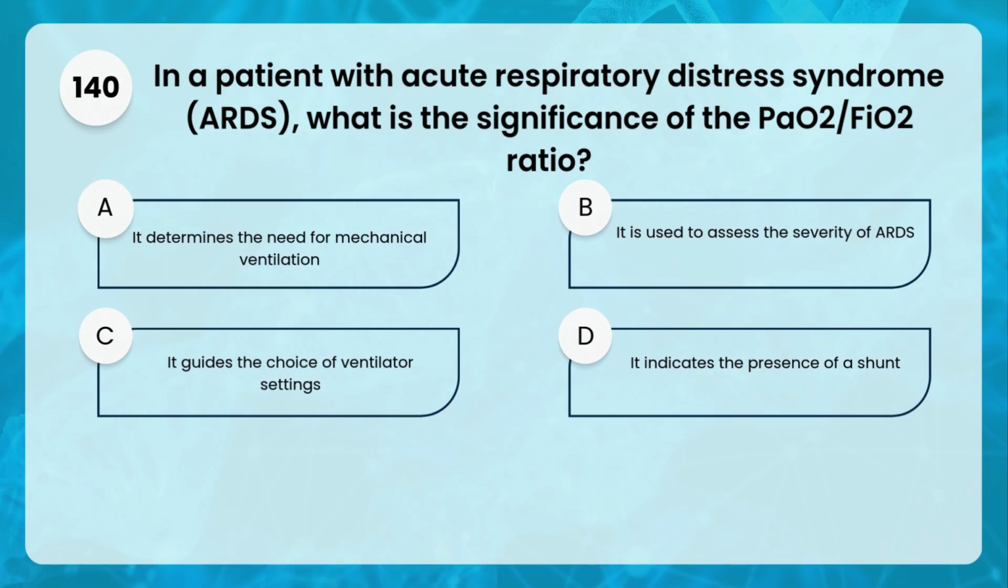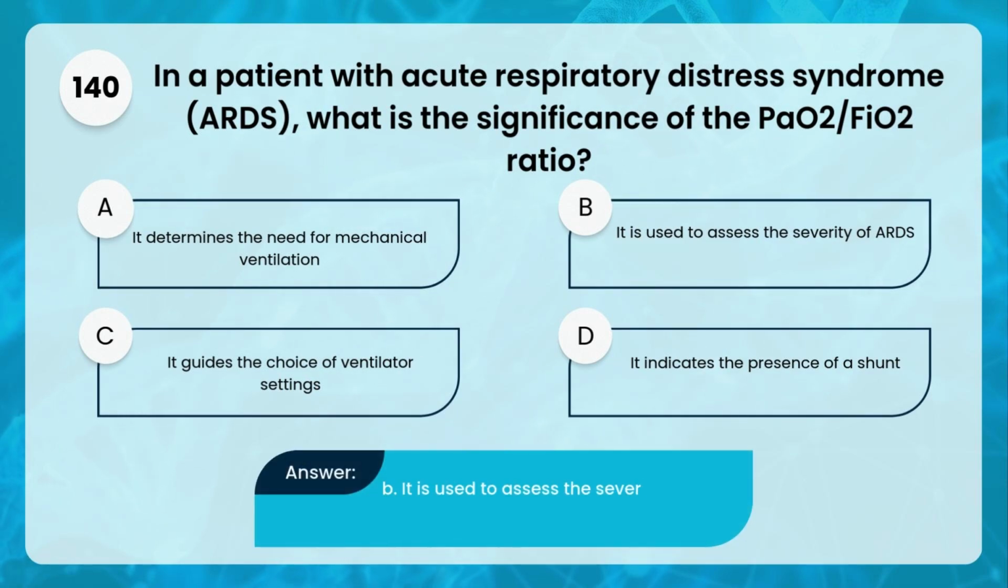140. In a patient with acute respiratory distress syndrome, ARDS, what is the significance of the PaO2/FiO2 ratio? A. It determines the need for mechanical ventilation. B. It is used to assess the severity of ARDS. C. It guides the choice of ventilator settings. Or D. It indicates the presence of a shunt. The answer is B. It is used to assess the severity of ARDS.